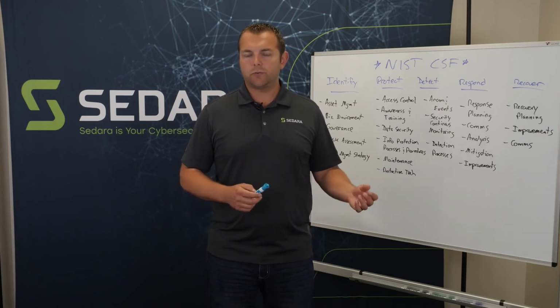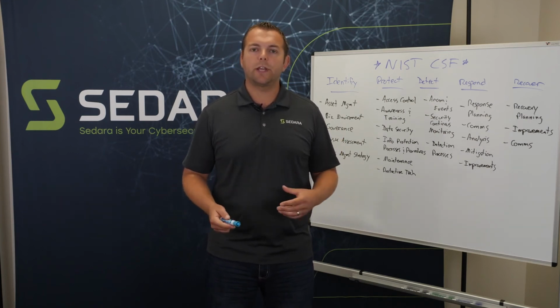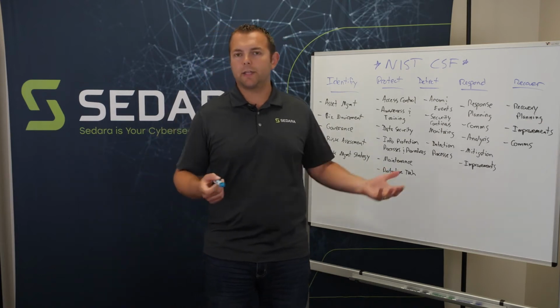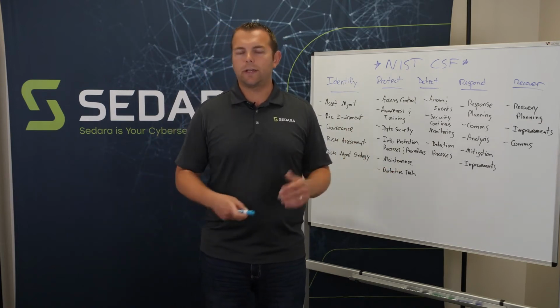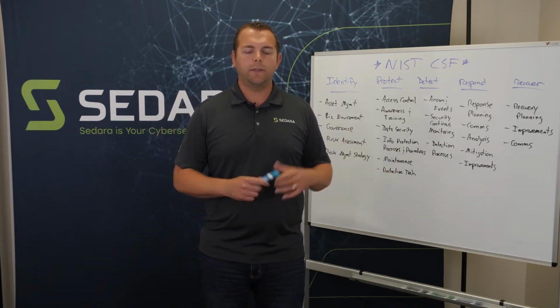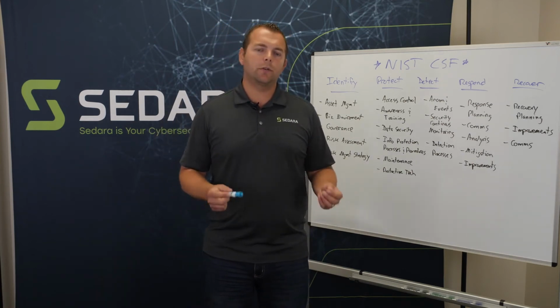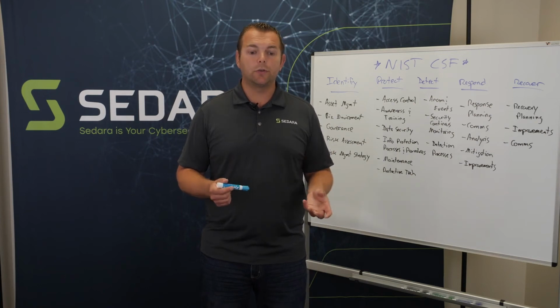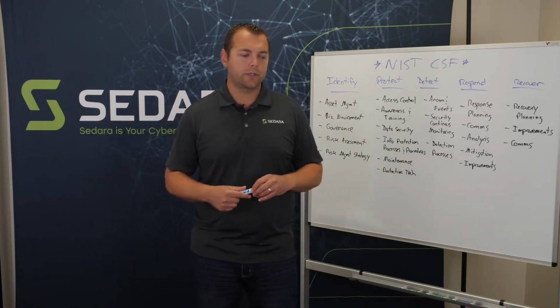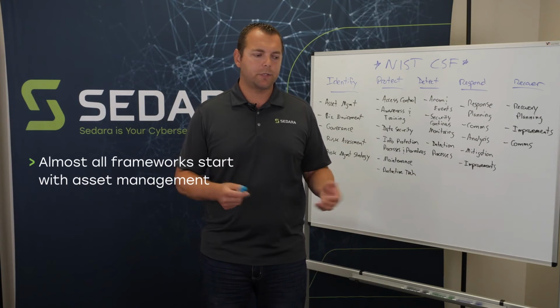And then you get outside of NIST, right? You have your ISO 27001 with the international standards, and a lot of these are very similar concepts. It's just a different way to organize and approach some of these. And then you have your CIS controls and a handful of other ones. Regardless of which one you decide to use and which one you think is the best fit for your organization, they almost all start with the asset management concept.